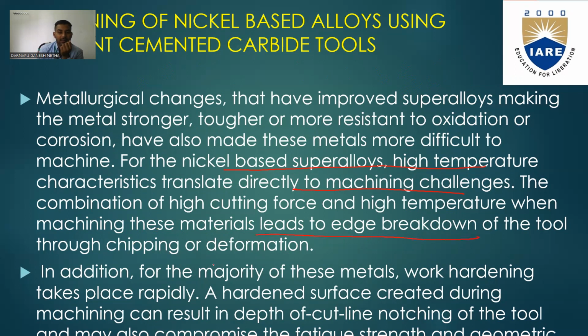Through chipping and deformation. In addition, for the majority of the metal, work hardening takes place rapidly. A hardened surface is created during machining, which can result in depth of cut line notching of the tool, and may also compromise the fatigue strength and geometric accuracy.